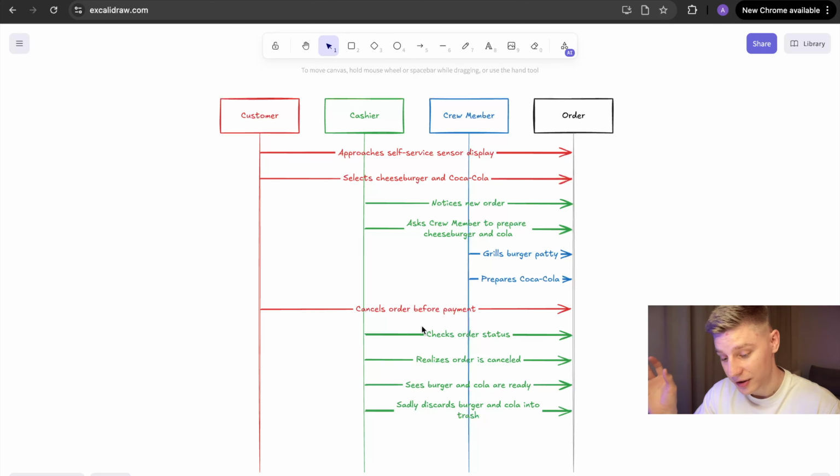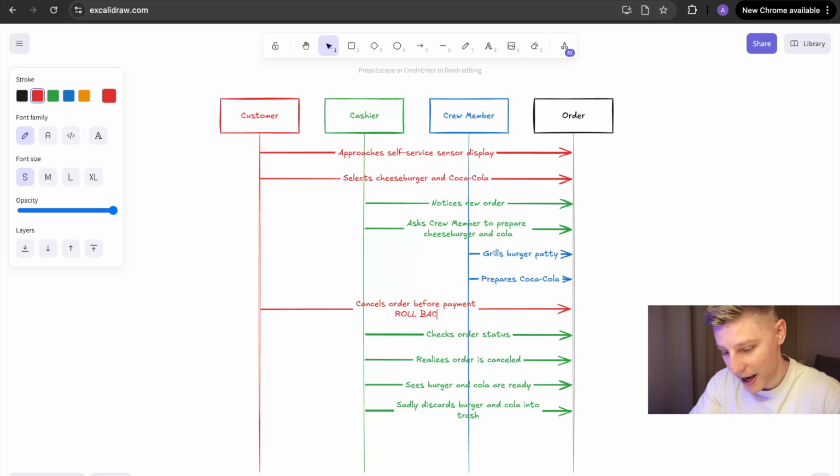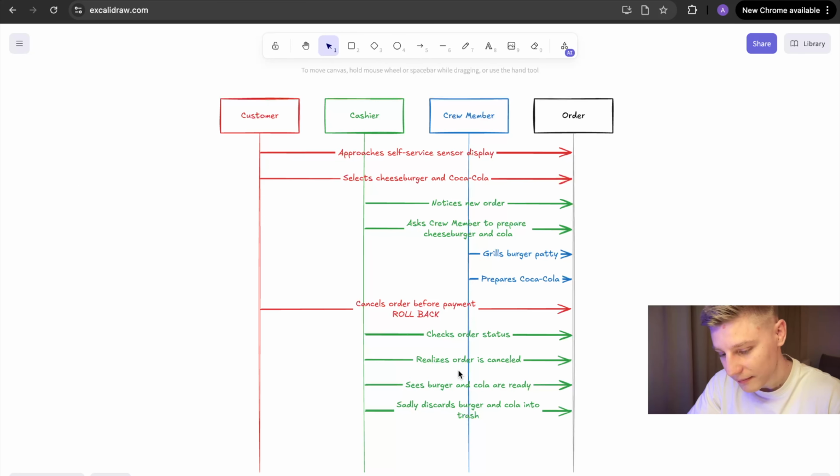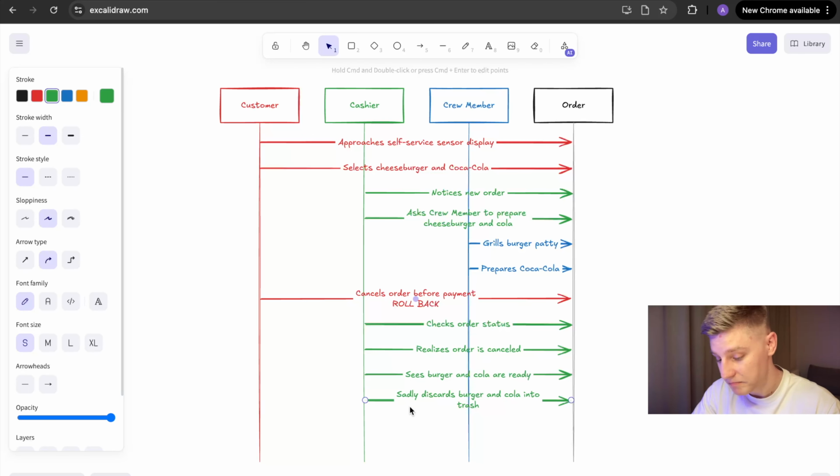So the cashier checks the order status and realizes that the order doesn't exist anymore. It was rolled back at this step. We can mark that as rollback. And he sees that the burger and cola are already prepared and sadly discards the burger and cola into the trash.